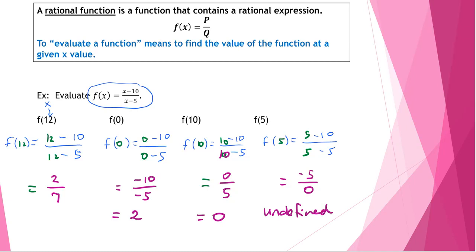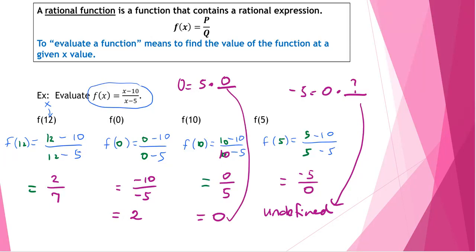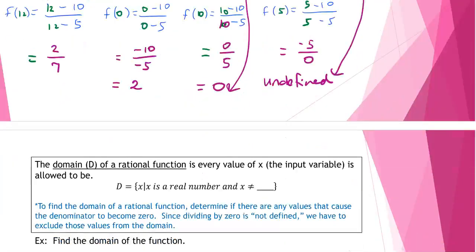And the reason it's undefined is the way division is defined off of multiplication. What they're asking us to find is this: what number, when multiplied by 0, gives us negative 5? Well, there isn't one. That's why this is undefined. If you want to see that example used here, what number, when multiplied by 5, gives you 0? And the answer is 0. That's why there is an answer for this example.